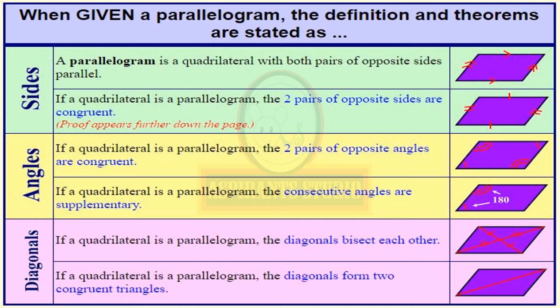If a quadrilateral is a parallelogram, the consecutive angles are supplementary. If a quadrilateral is a parallelogram, the diagonals bisect each other. If a quadrilateral is a parallelogram, the diagonals form two congruent triangles.